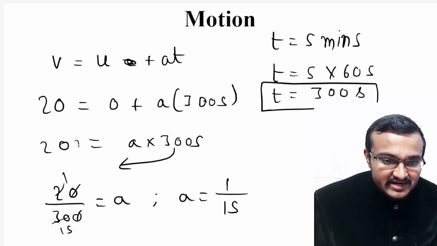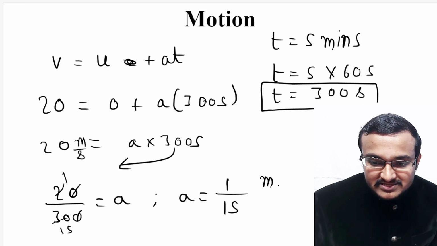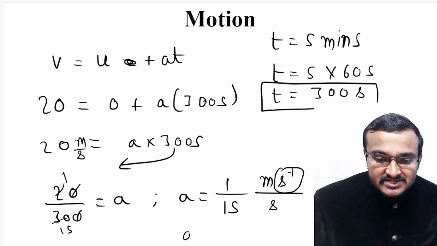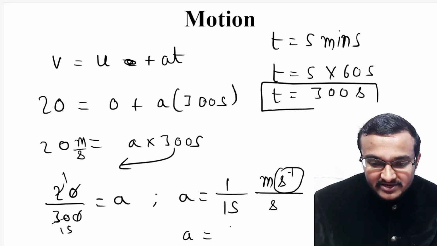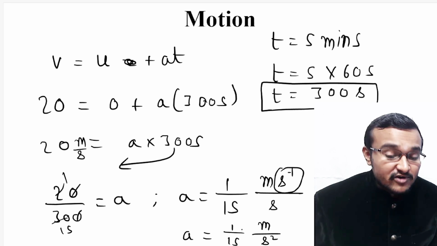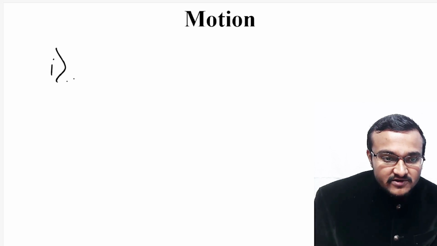Here the unit of this velocity is meter per second. So in the numerator meter per second will be there, and in the denominator second will be there. When you bring this per second also to the denominator, it will be second only. So 1 by 15 meter by second into second. Second into second will be second square. So meter per second square is the unit for acceleration. So 1 by 15 meter per second square is the answer for your first question.